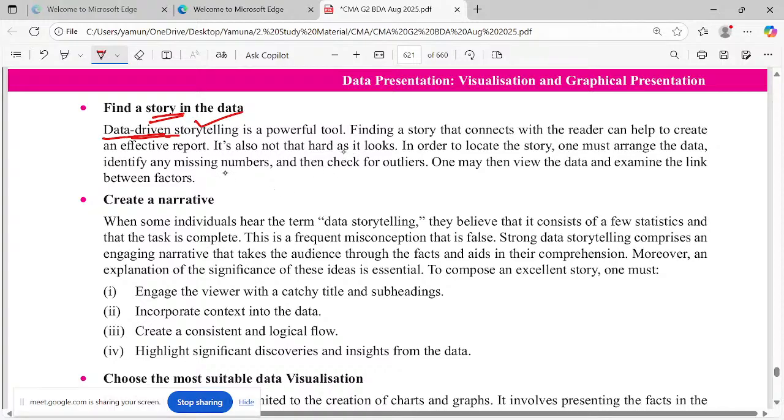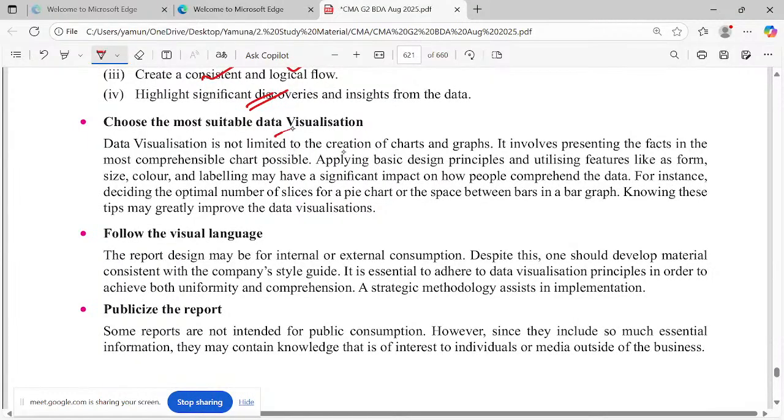Then you go for identifying how you can arrange it. Sometimes you may not have all the numbers, there may be missing numbers. You check for the outliers, everything you do. Then you create a narrative. Because we are using the word story, here we are calling it a narrative. You give a catchy title for the table, subheadings, and the important context you have to include in the data. You create a consistent and logical flow of the data, and significant discoveries also if needed. Then go for the most suitable data visualization. What designs or principles are you going to use, and what features do you need in that?